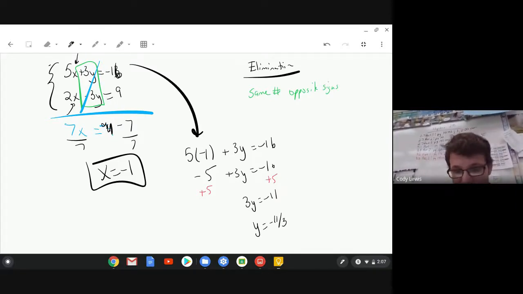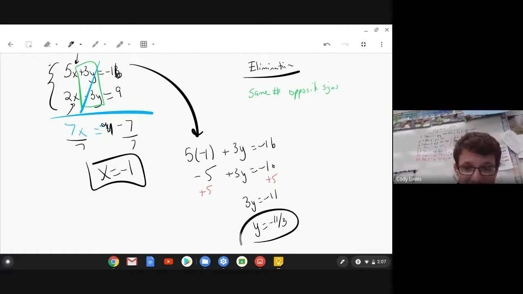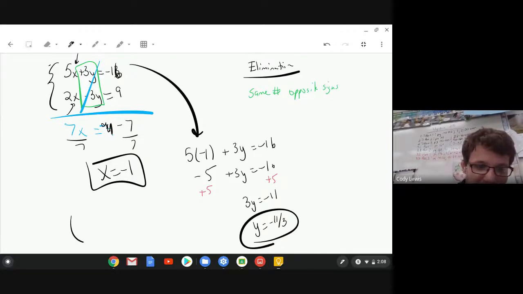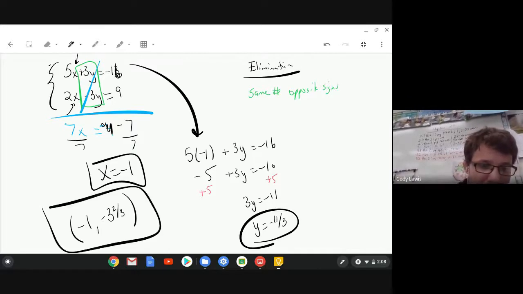You can put negative 3 1/3 or 3 2/3. You could put negative 3.666. I don't really care. I left it as negative 11 thirds. Depending on what I was doing, I might leave it like negative 11 thirds. I might write it as negative 3 2/3. If I was graphing it, I might do this: negative 1, negative 3 2/3. Remember, I want my final answer as an ordered pair. Right, so that's it.